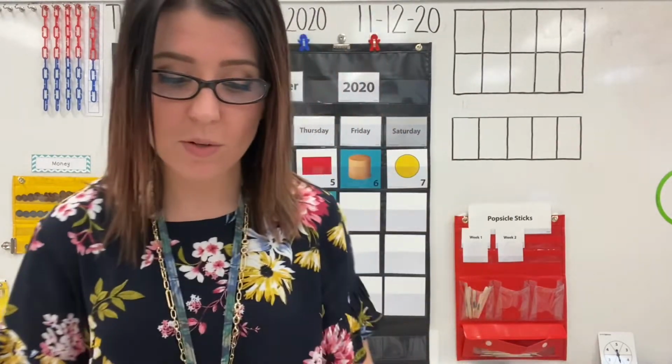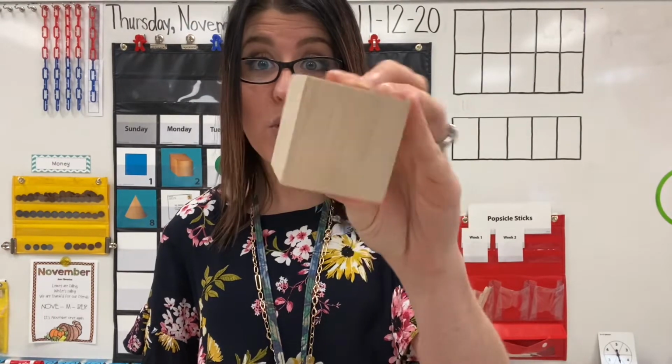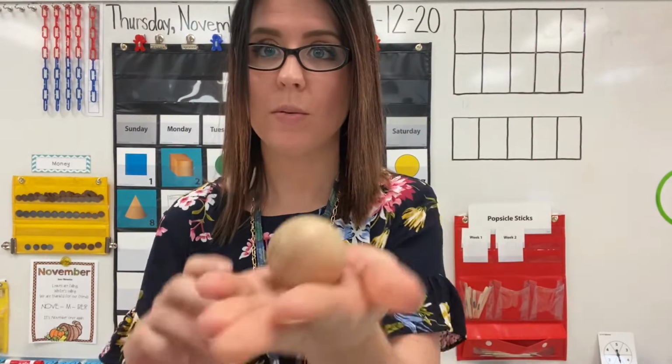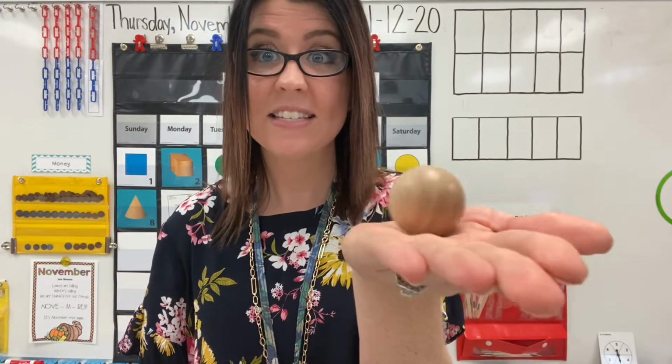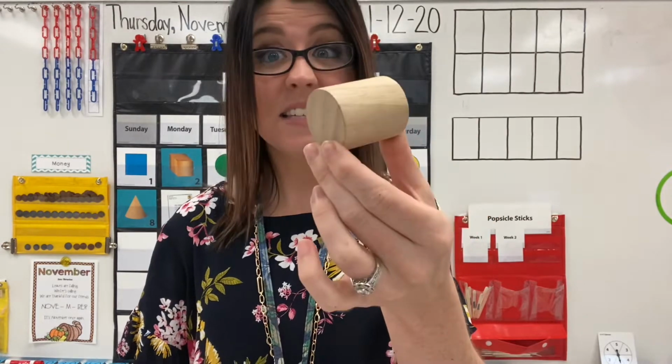Now let's review some of our 3D shapes, our shapes that take up space. Remember, we call them 3D because they have 3 dimensions. They have height, width, depth. Let's review some 3D shapes. Do you remember this one? Cube. This is a cube. Do you remember this one? This was today's. Sphere. This one? Cylinder. It's a cylinder. Do you remember this one? Cone, like an ice cream cone.